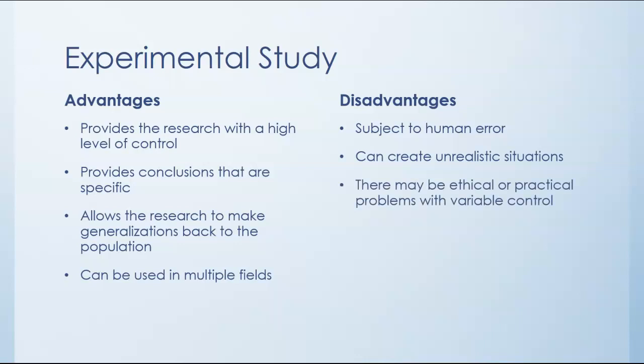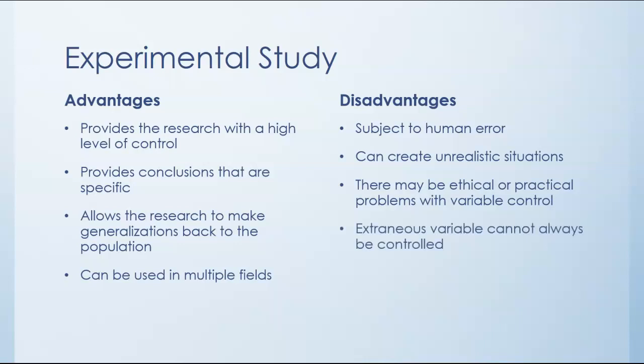There are some ethical and practical problems with variable control. Typically when we do an experiment of any type, or actually even a correlation of any type, we have to fill out what we call an IRB, which is an institutional review board. So this allows the university that we're doing the research through to examine whether or not our research will be ethical to other people, and to determine whether or not we can actually proceed forward with our experiment.